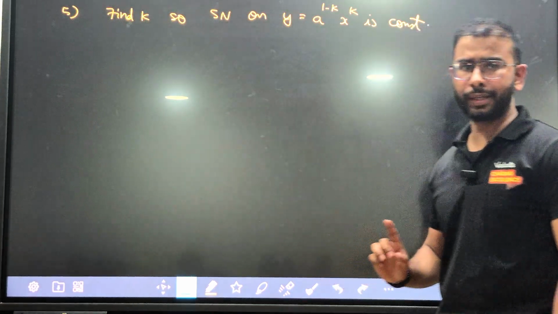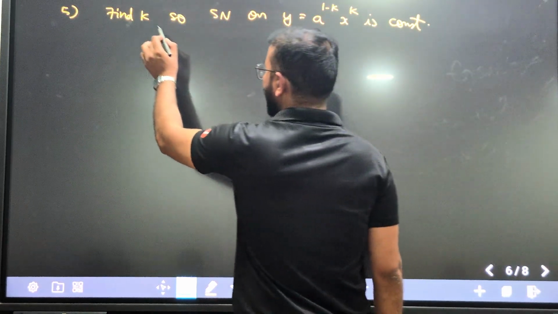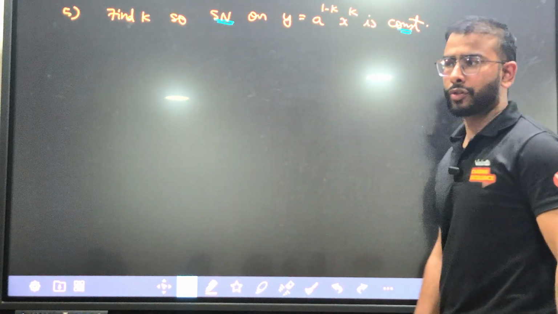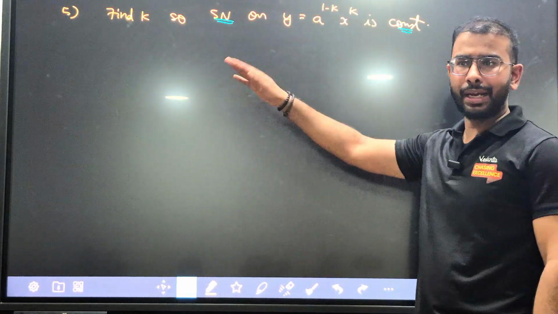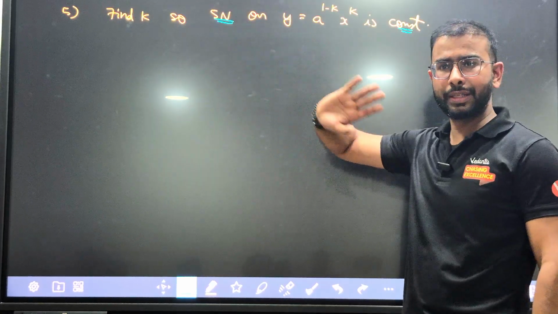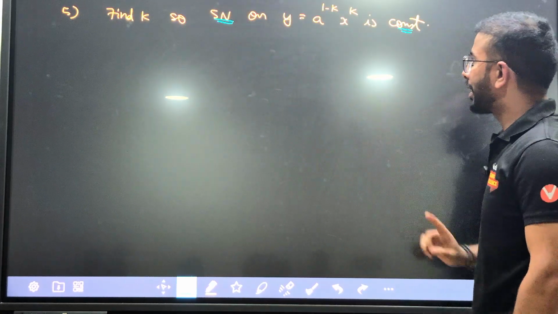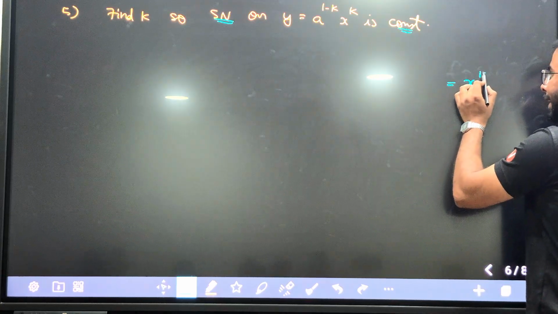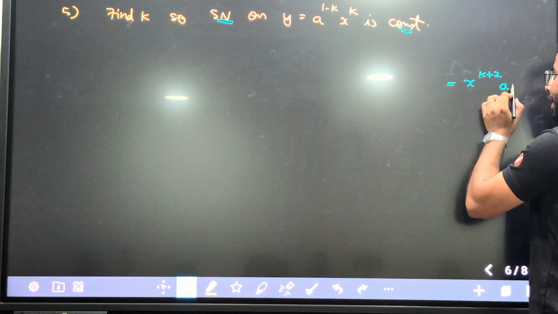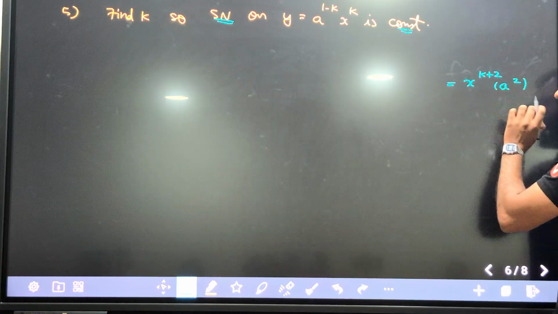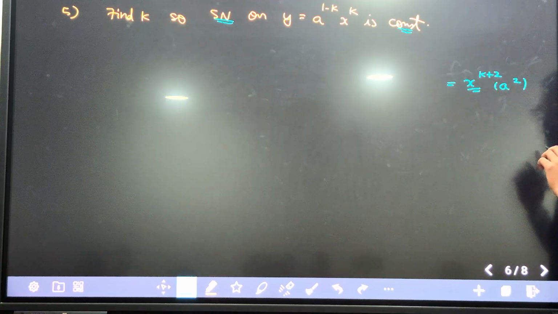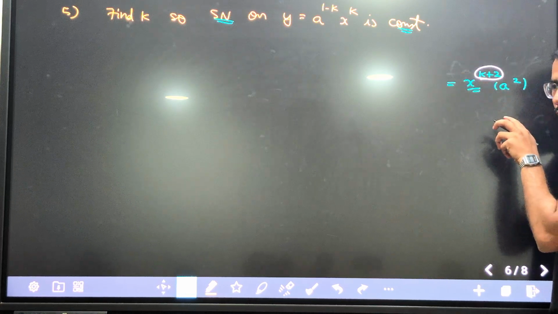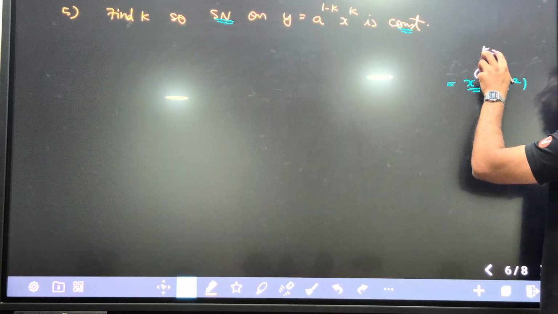This is relatively difficult, so it requires effort. Find k so that subnormal on this is constant. So first, how to do is, I'll differentiate, I'll get slope, then I'll apply the formula of subnormal. But now when we talk about constant, so for example, let's say if it is x power k plus 2 into, let's say, a square. Now is this constant? Yes. But is it constant? No. x is variable. So when this will become constant, when this power will become 0. And what is the value of that? k is equal to minus 2.